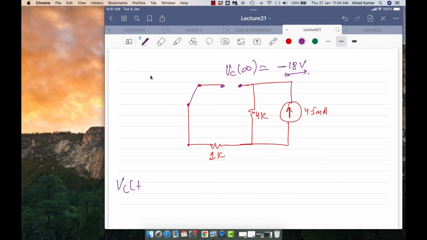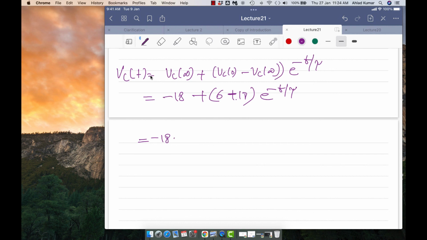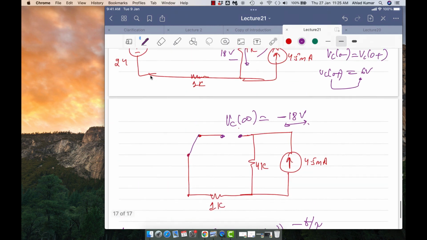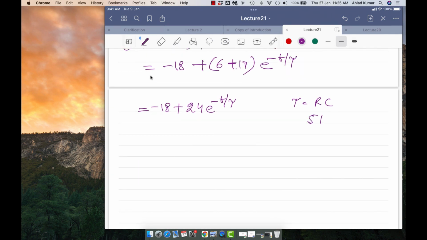So you know VC(t) is nothing but VC(infinity) plus [VC(0) minus VC(infinity)] e to the power minus t by tau. So you know VC(infinity) is minus 18 here, and you already calculated VC(0) as 6 volts, right? Then you have minus of minus 18. So what is the answer here? So it is minus 18 plus 24 e to the power minus t by tau, and tau is nothing but RC. So what is R here? R is 5k.